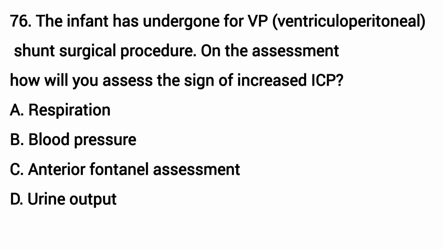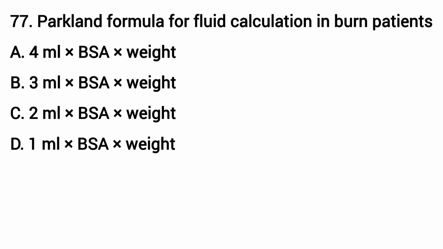The infant has undergone a ventriculoperitoneal shunt surgical procedure. How will you assess the sign of increased ICP? The answer is C. Anterior fontanel assessment. The Parkland formula for fluid calculation in burn patient. The answer is A. 4 ml into BSA into weight.